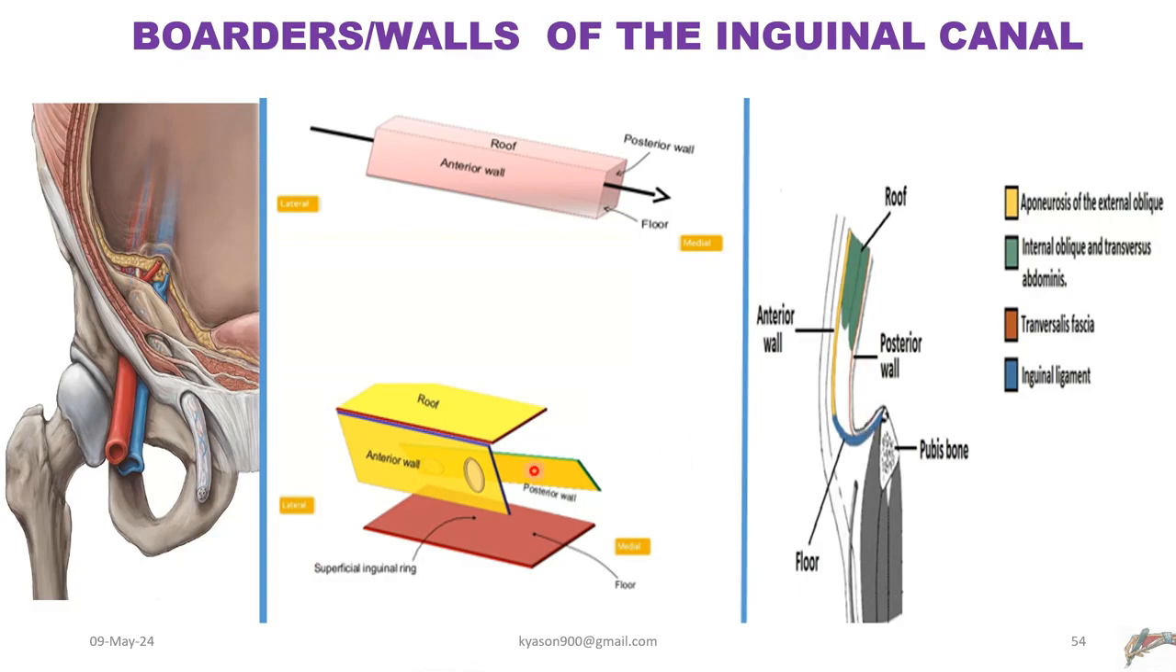And that fascia is going to be the location of the deep inguinal ring. You can see that deep inguinal ring there. It's a ring that is within the posterior wall, or within the transversalis fascia. Then the superficial inguinal ring is a ring on the anterior abdominal wall within the external oblique aponeurosis. That's the superficial inguinal ring.